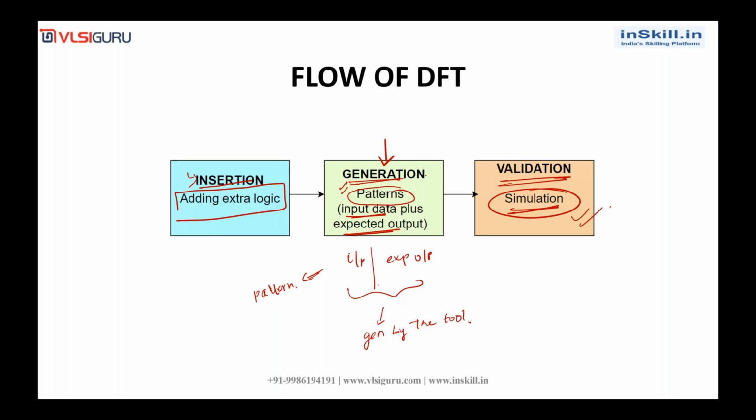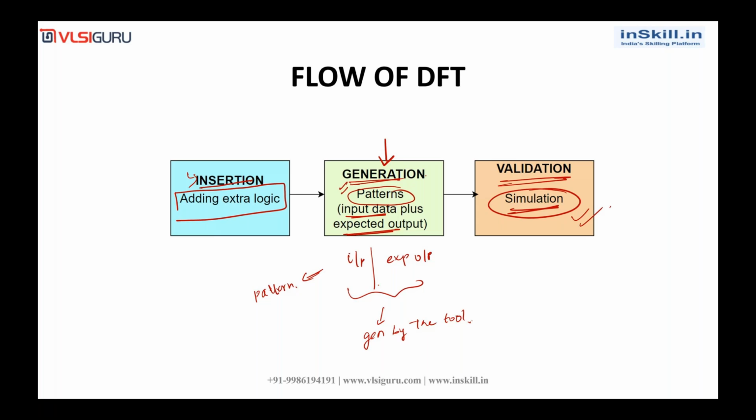That is, the pattern will be having the input sequence and then the expected output. And finally, we have the validation. So it is to validate the patterns that are generated by the tool. It is to check whether proper patterns have been generated or not. And that will be done with a process called simulations.